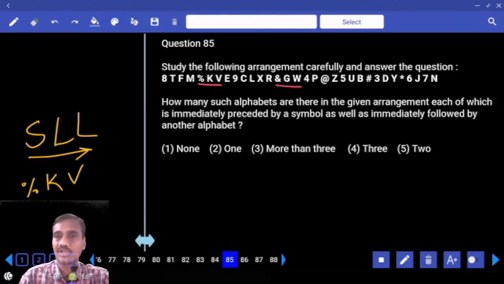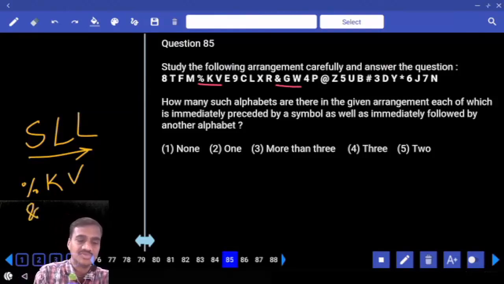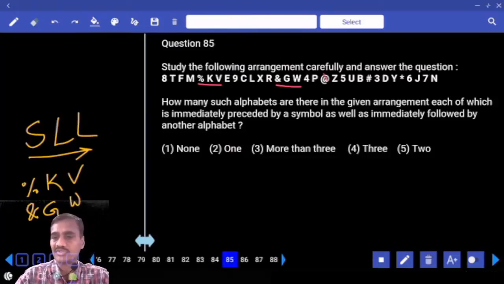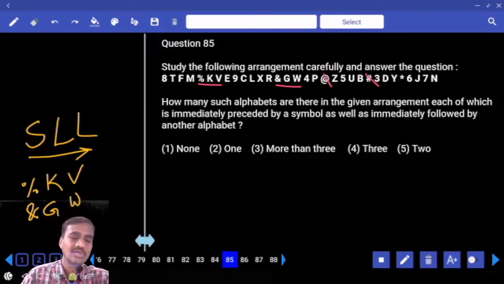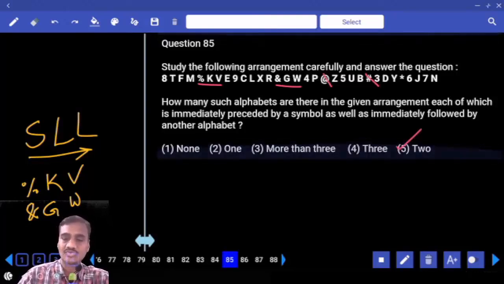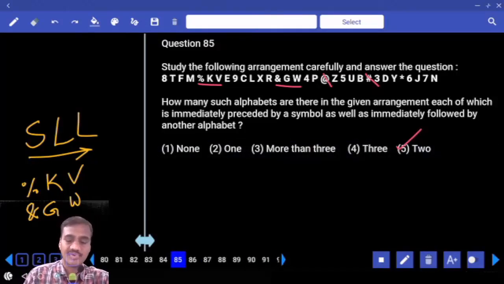Next, see the symbol: symbol, letter and letter, is it there or not? N is a symbol, G and V, G and W. Symbol, letter and letter. The others are ruled out. And how many do we have? There are only two. That is choice 5, question number 85. Is that fine? 85 is choice 5.